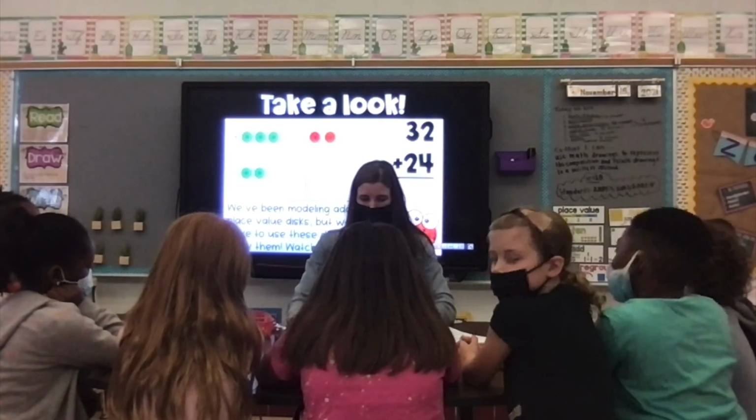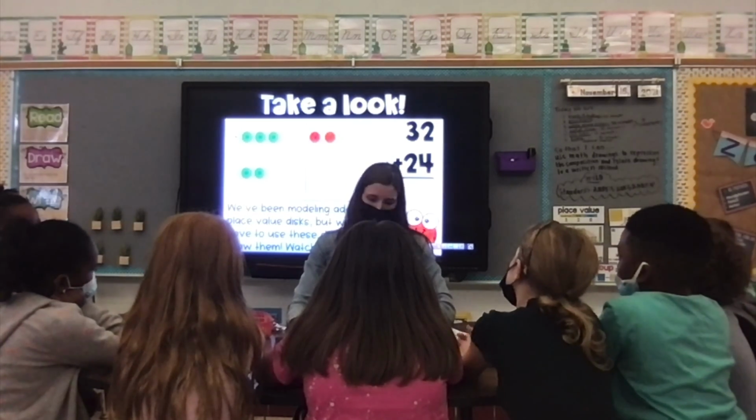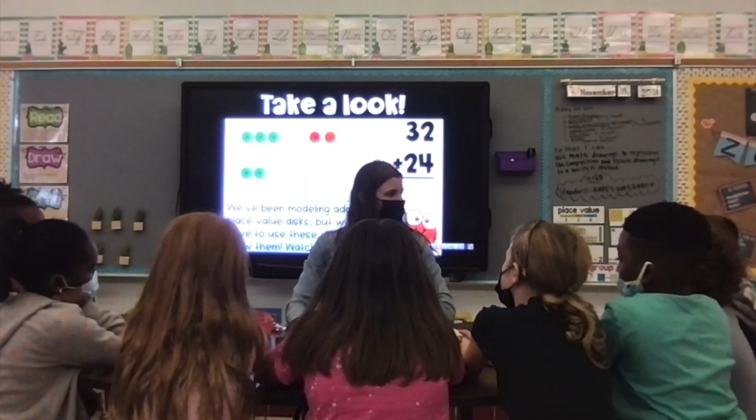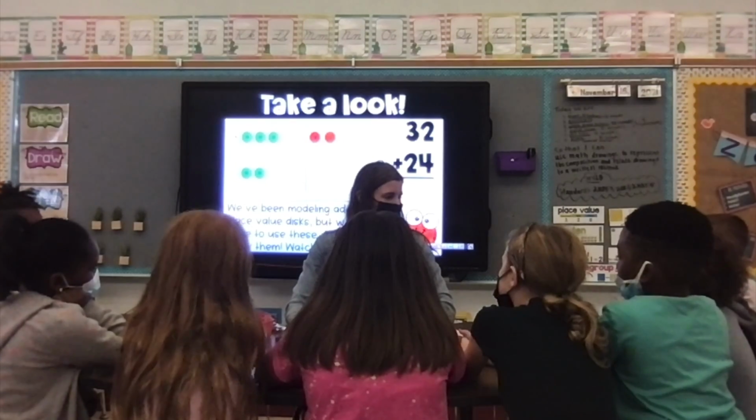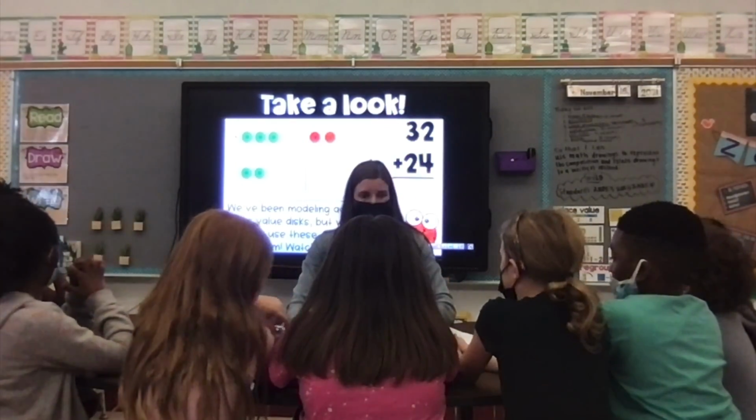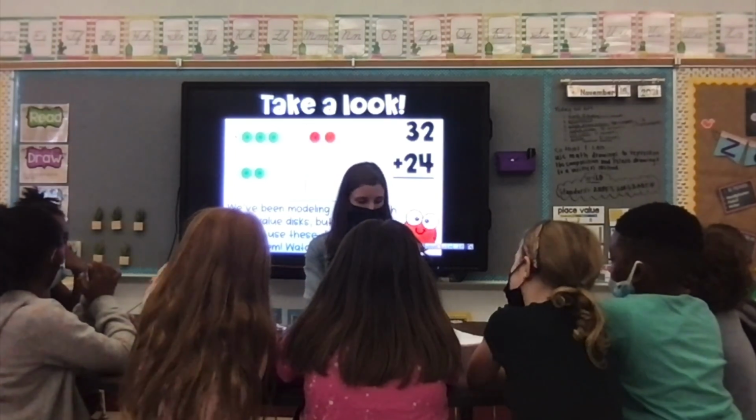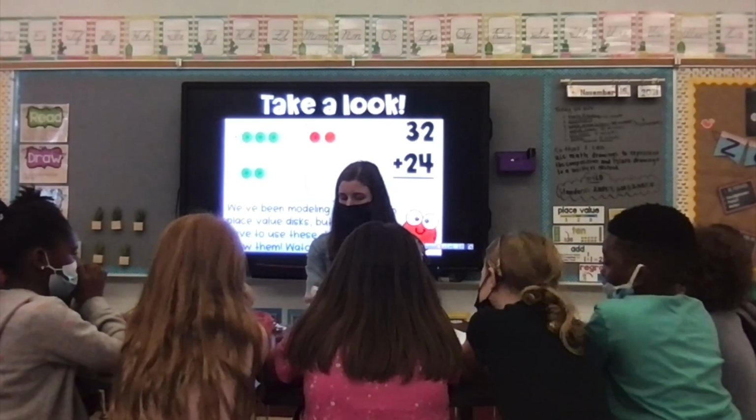Now let's look over here at my vertical form. Now yesterday I told you some very important things to remember whenever you have vertical form. What did I tell you? What's important about how you write it? Phoenix? Right? That's like the most important thing, is making sure it's lined up, right? 1s on top of the 1s, 10s on top of the 10s.